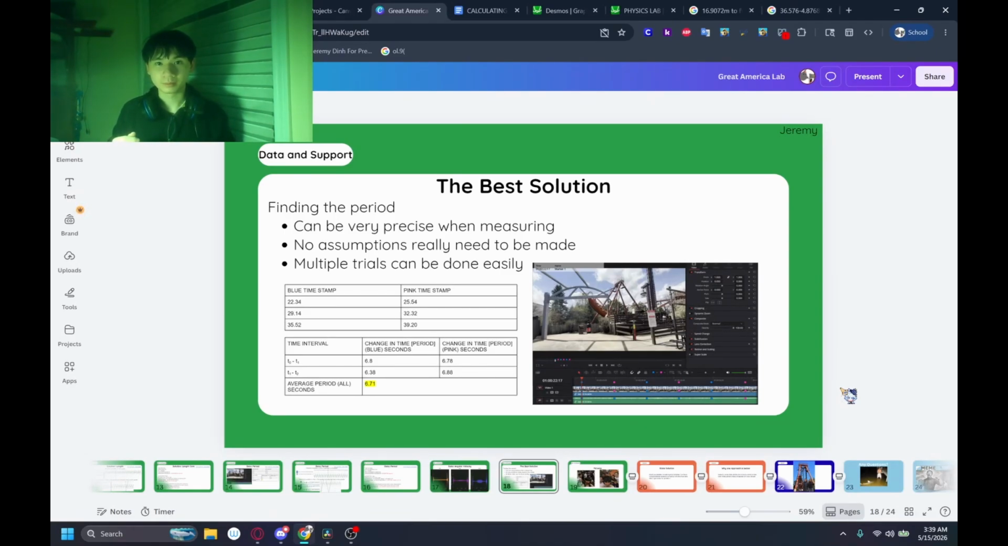Compared to finding the length the way I did it, it was really inaccurate and not precise at all because you had to make a lot of assumptions with the way the camera is warping, and assumptions about whether the scaling of the bar was correctly put in the same plane as the pendulum. There were just so many assumptions there.